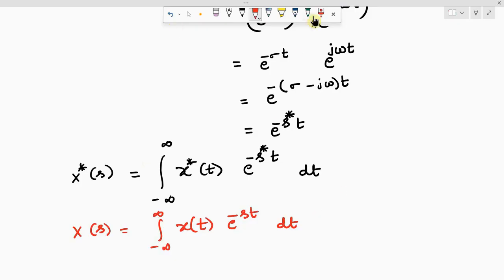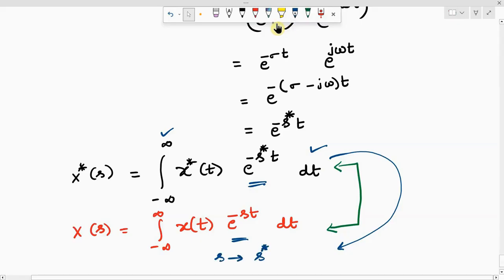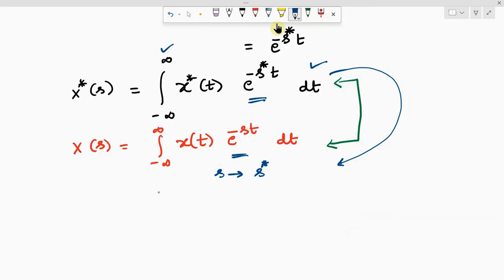Did you get the direct comparison between these two, or should I make any change for this? You can see the integral remains the same, and dt also remains the same. But this e power of minus st here is not e power of minus st there. There is a conjugate. So what I do is replace s with s conjugate.